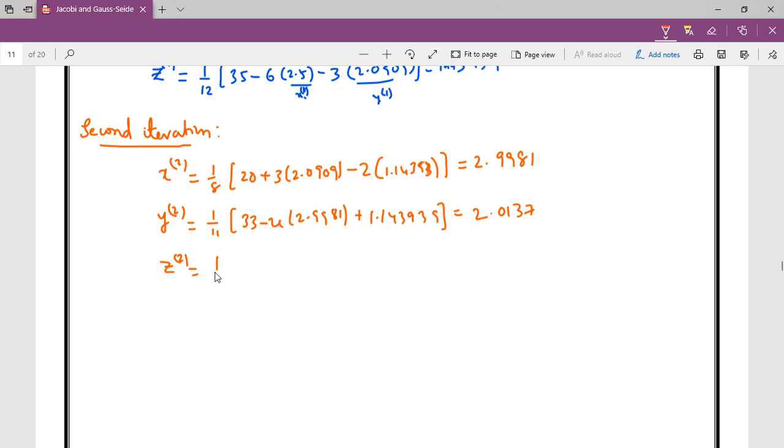So, while calculating z2 use x2 and y2, 1 by 12 into 35 minus 6 into 2.9981 minus 3 into 2.0137. So, we are using the latest roots, the latest values of x and y, in z. Okay. So, this gives 0.9147.